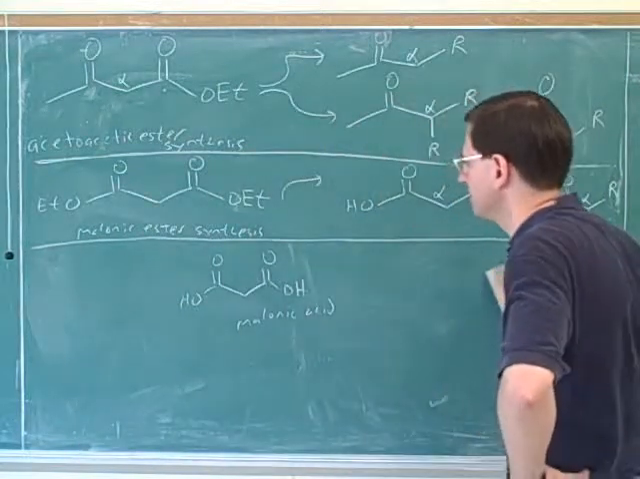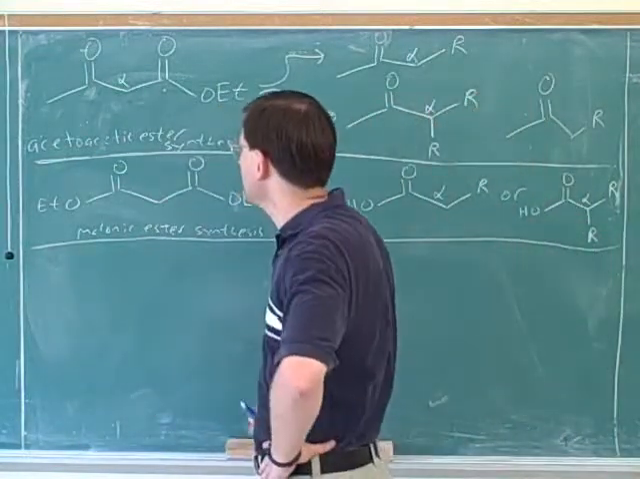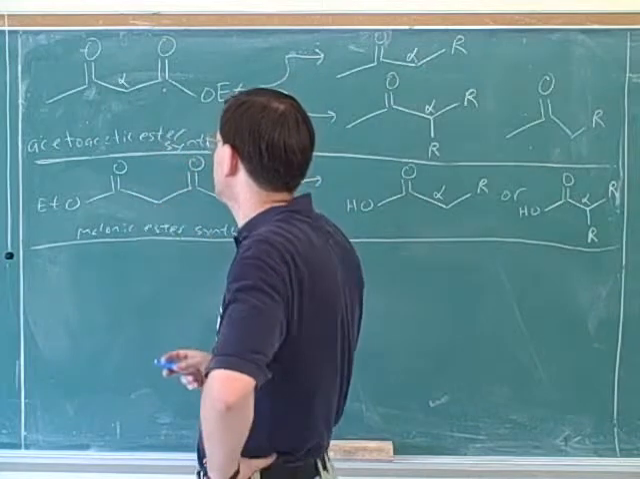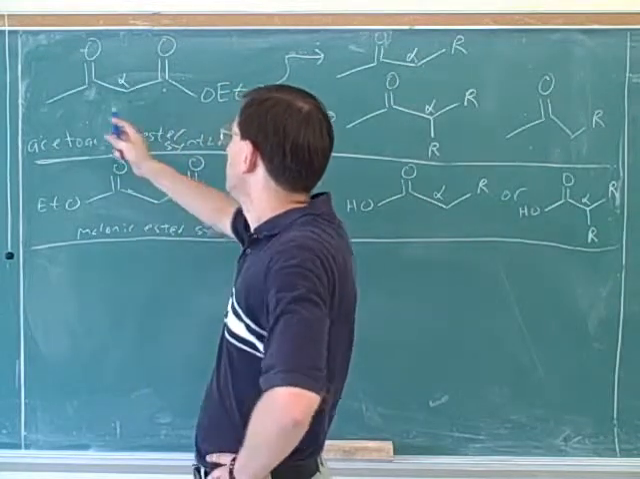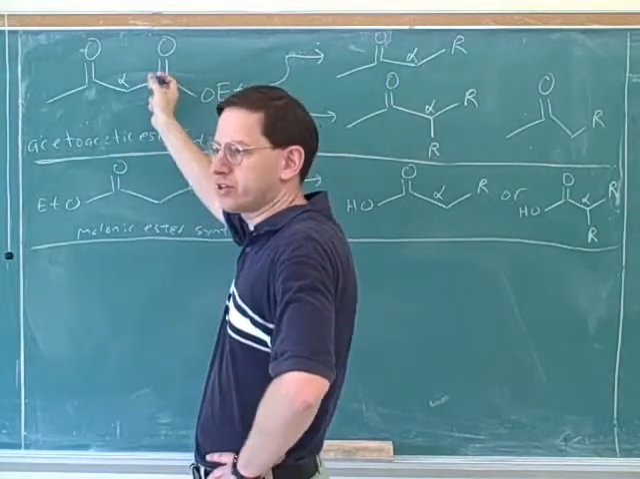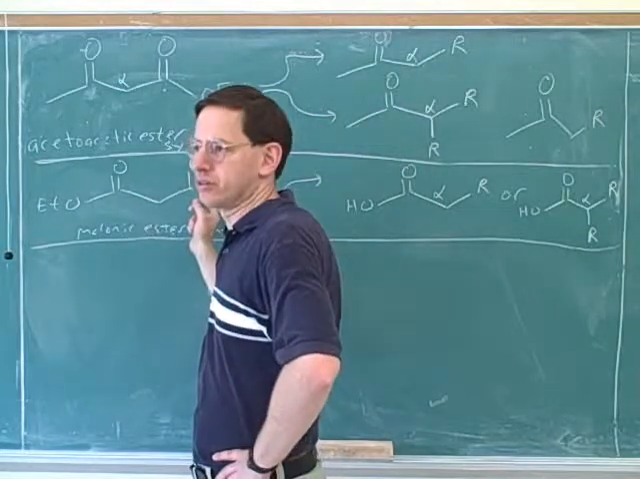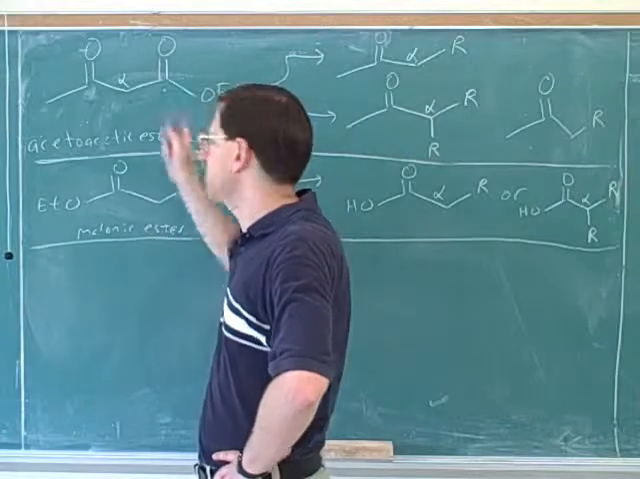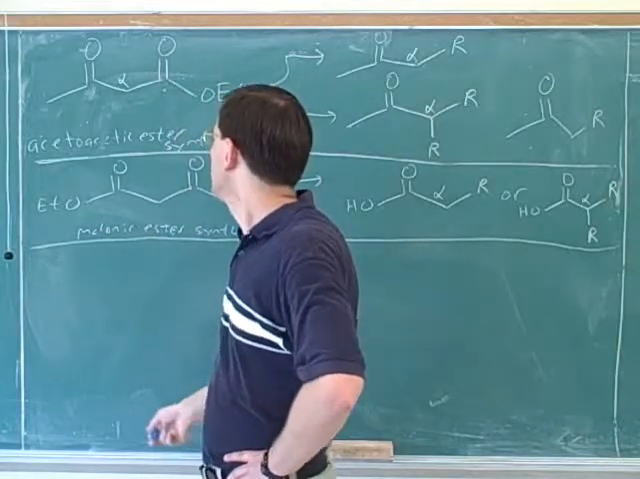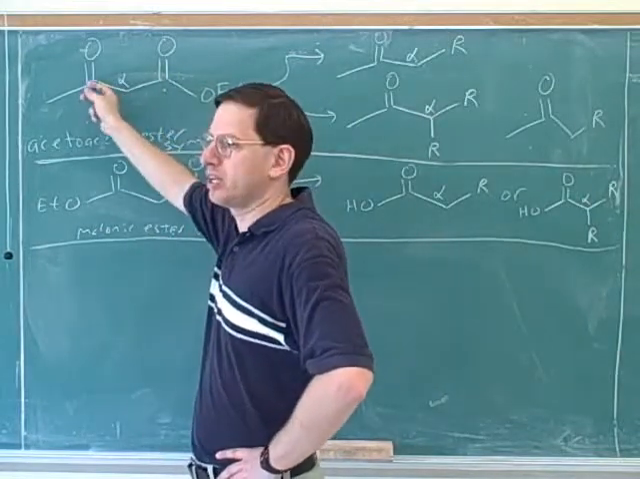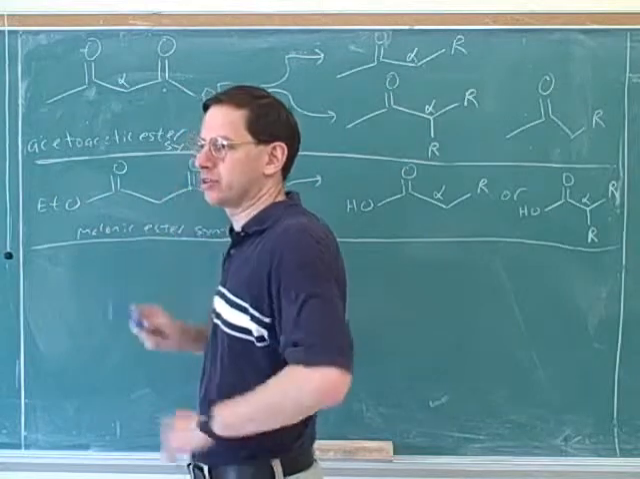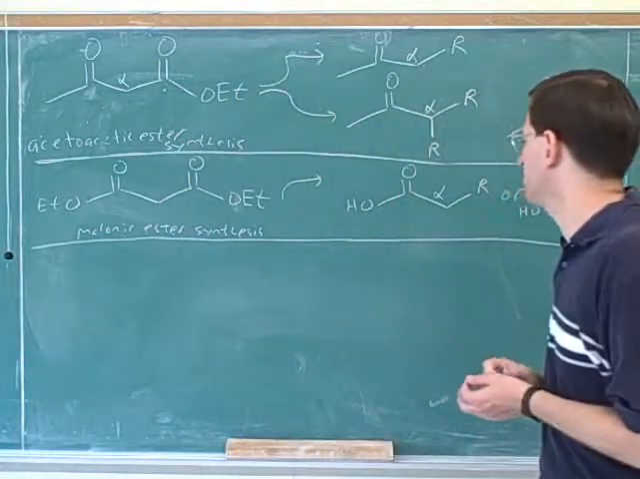That's a technicality. The key thing is that notice that in this synthesis, we started with a 1,3-dicarbonyl with 1 ketone group and 1 ester group. And now we're starting with a 1,3-dicarbonyl with 2 ester groups. So that's the only big difference between these two cases: here, we only had 1 ester group and 1 ketone, and here we have 2 ester groups. But we're going to do the same basic thing as before.